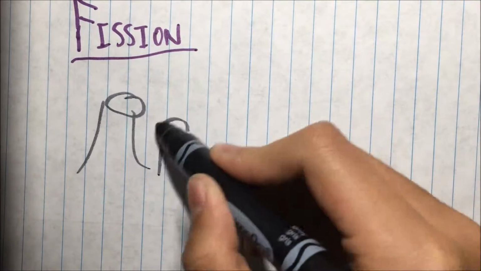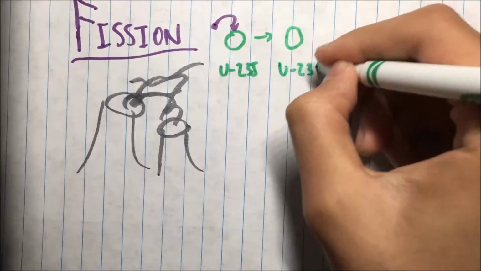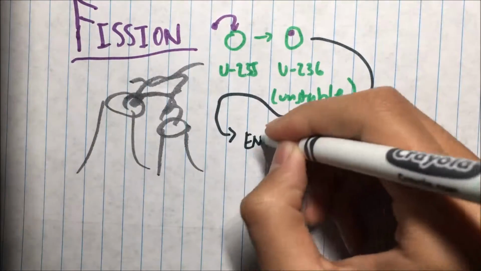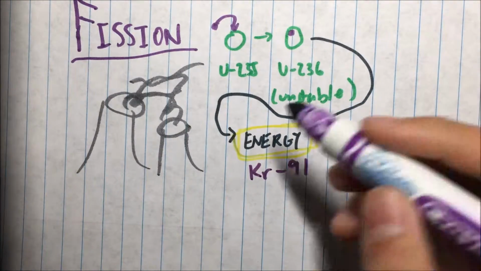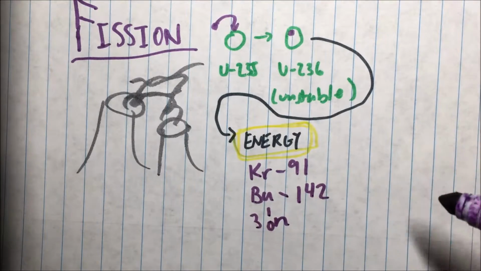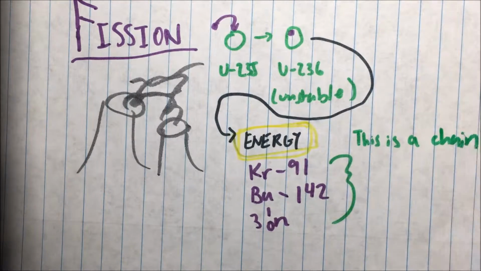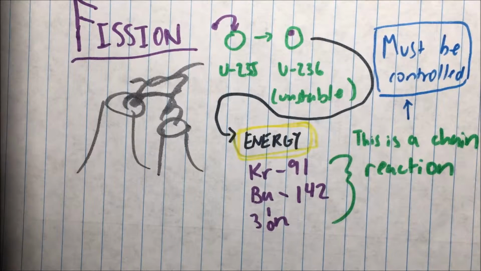Fission is the opposite of fusion, where fission is the splitting of a heavy nucleus into smaller isotopes and other particles and radiation. This is seen most clearly in nuclear power plants, where uranium-235 is bombarded with a neutron to create U-236, which is very unstable, later decomposing into a lot of energy, krypton-91, barium-142, and other particles. This is a chain reaction that must be controlled.